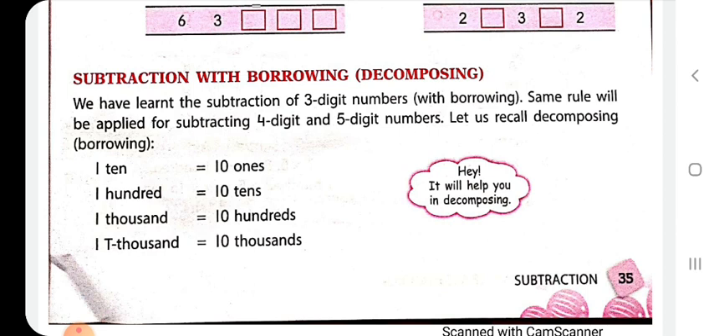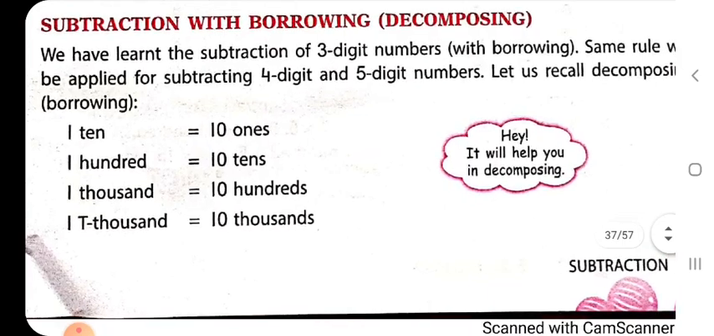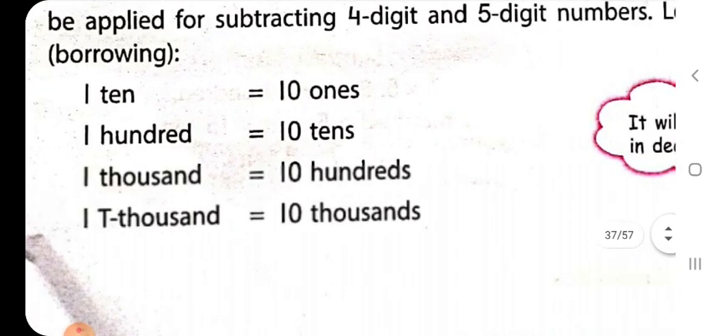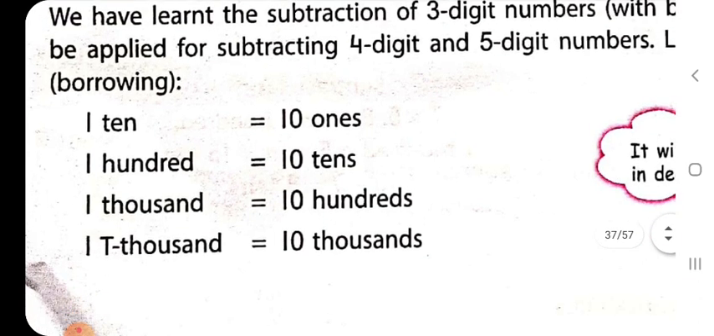Before starting our topic, because here we have to decompose the various places, just read these given relations very carefully. 10 is equal to 10 ones. 100 is equal to 10 tens. 1000 is equal to 10 hundreds, and 10,000 is equal to 10 thousands.